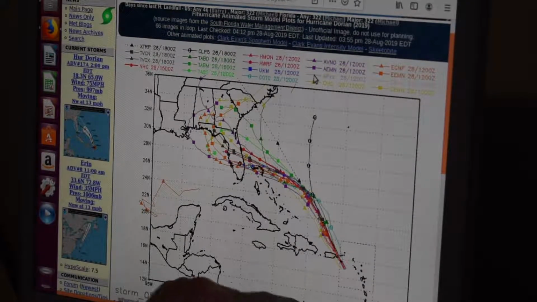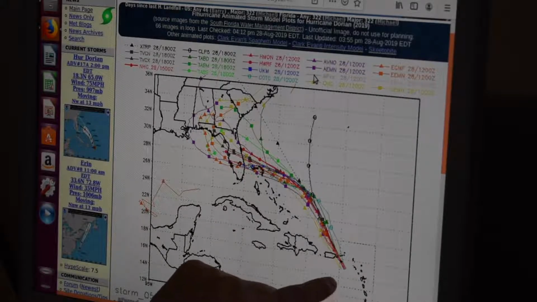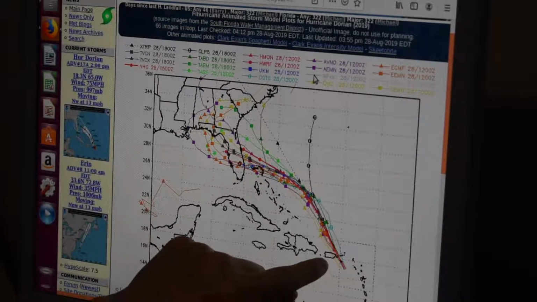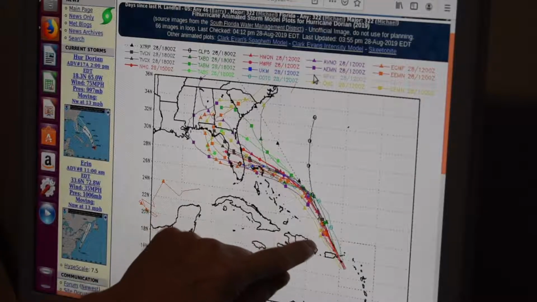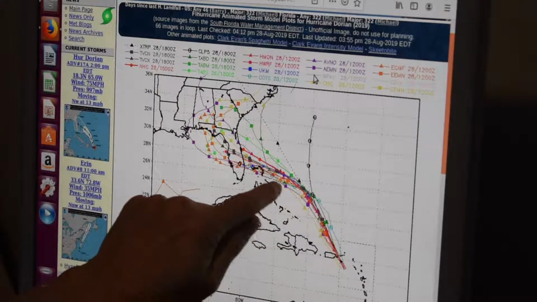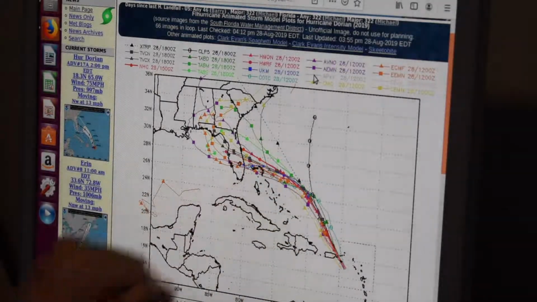So as you can see, it's starting out somewhere southeast of Puerto Rico, and then it looks like it's going to take a forecast track moving north-northwest, and then eventually most models tend to curve it off to the west.